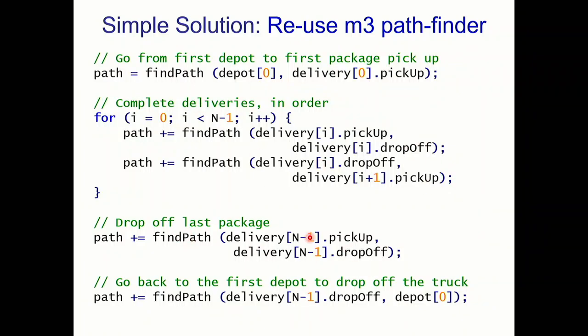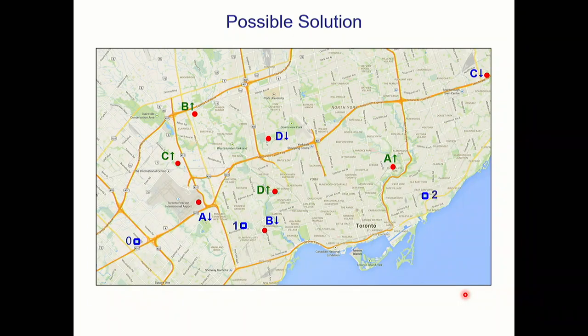Okay, so once we pick up the last package, we need to return it to the drop-off location. So we go to the n-1 drop-off from that pickup intersection. And finally, we need to go to one of the depots. Again, I'm choosing here depot 0 and ignoring the rest. Okay? So here is the solution for this.